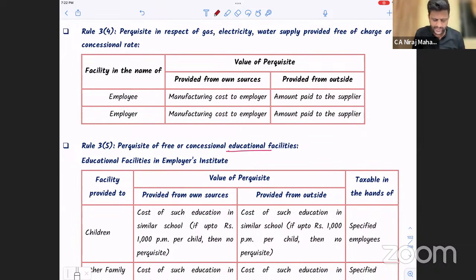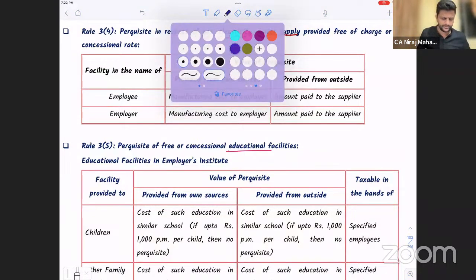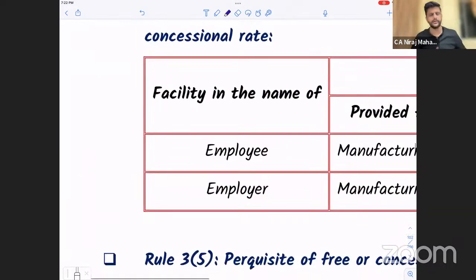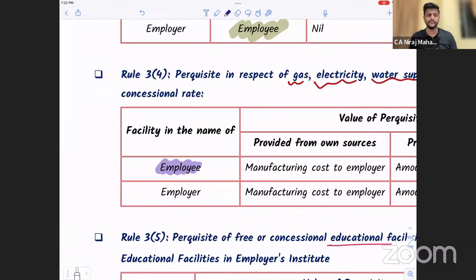Which one? Gas, that is your pipeline maybe. Electricity, water supply. Clear till here? Then again, pay attention. What is the benefit in the hands of employee? Value perquisite. Check here. Facility is in the name of employee. Now, facility means what, bacho, again? The bills. The bills are coming in the name of employee. Which bills? Electricity bill, gas bill, water supply bill.